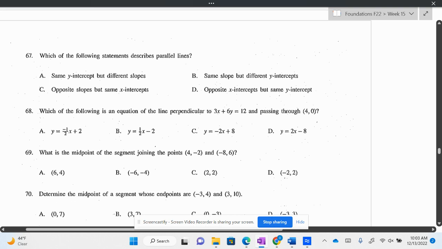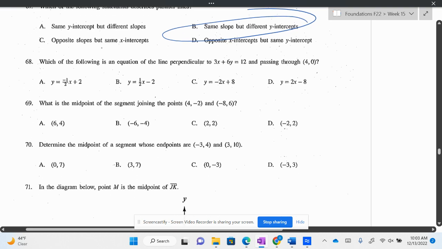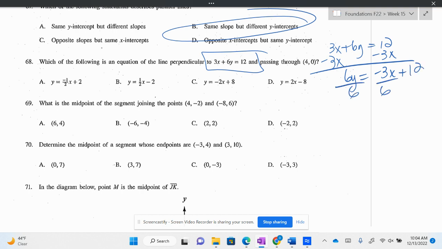Which describes parallel lines, same slope, different y-intercepts, which is perpendicular. So let's find the slope of this line. So 3x plus 6y equals 12. Subtract 3x. 6y equals negative 3x plus 12. Divide everything by 6. So y equals negative 1/2 x. So the slope of this line is negative 1/2.